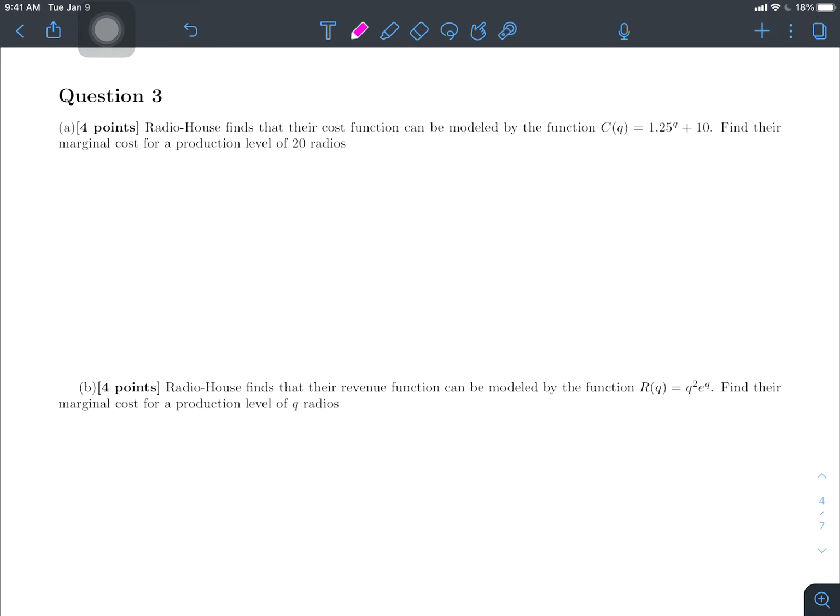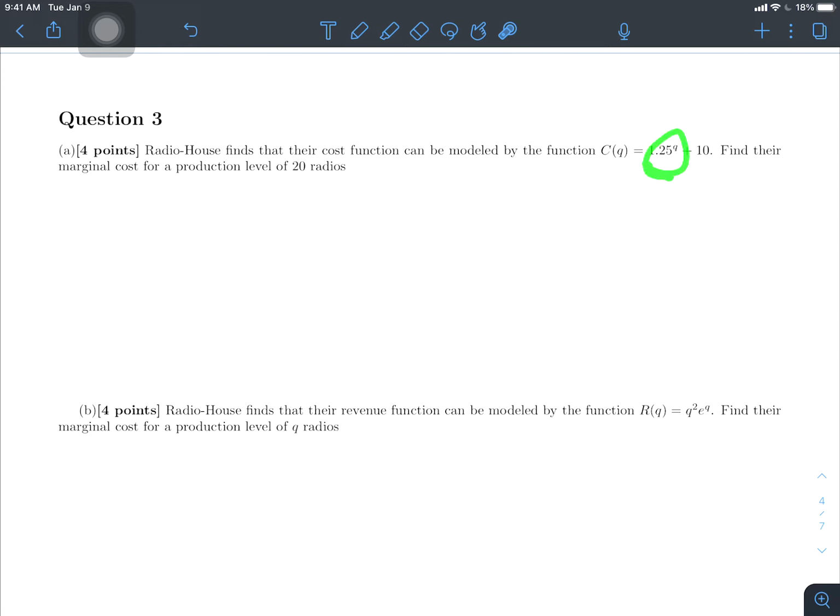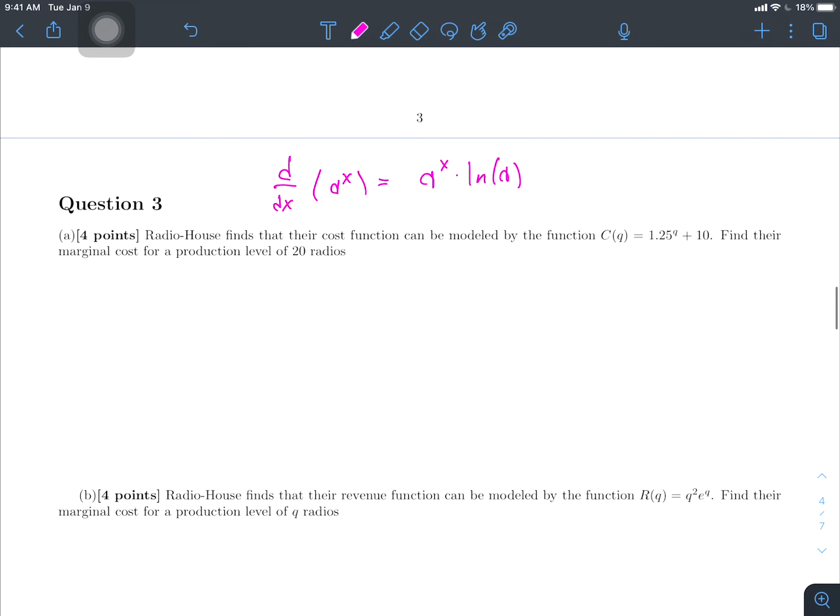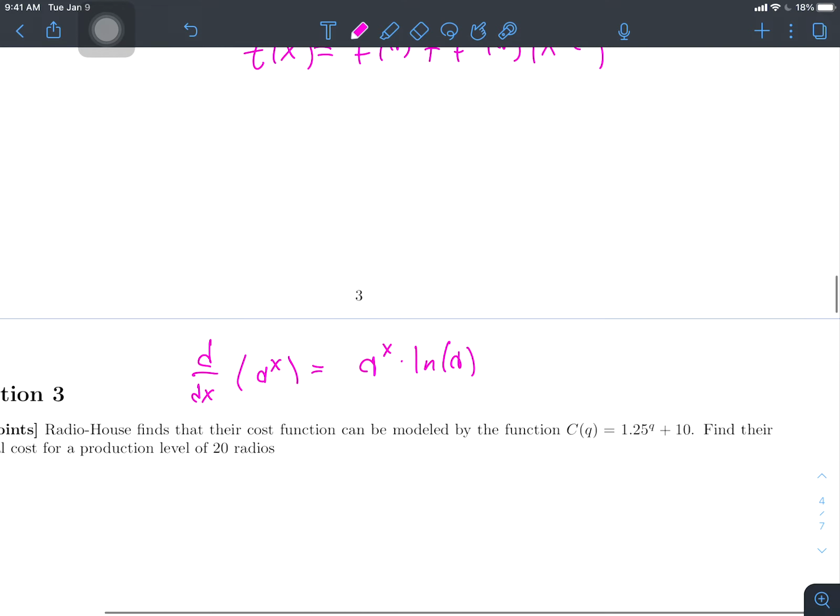If we remember from our class, we had this rule. Of course, we have an exponential function here, but the problem is that the base is not e. So we can't use the e to the x rule or the e to the kx rule. There are two ways around that. You can either remember the a to the x rule, which said that the derivative of a to the x is going to be equal to a to the x times ln of a.